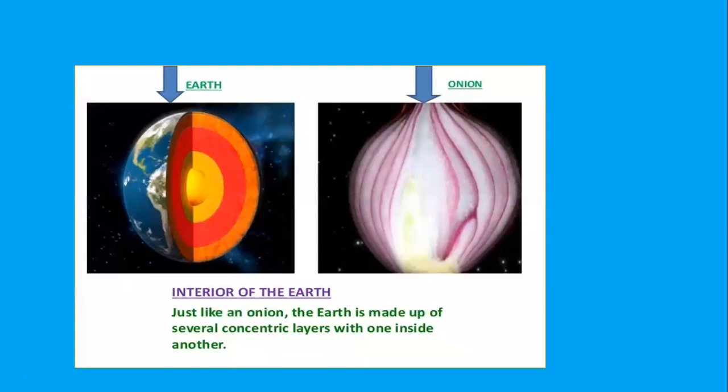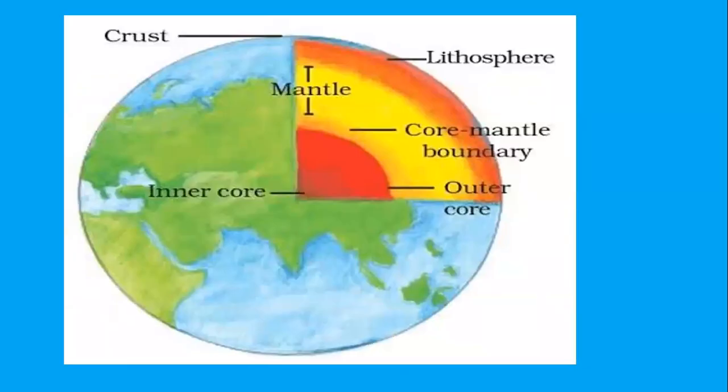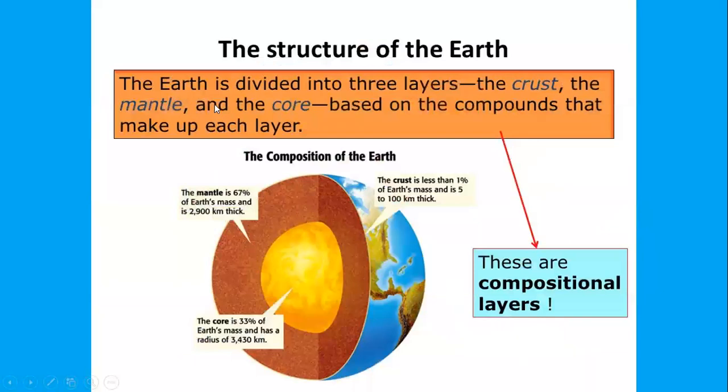Let's start. Just like in an onion, the Earth is made up of several concentric layers, one after another. The uppermost layer is known as the crust, the second is the mantle, and the third is the core. Let's study all the layers one by one. The earth is divided into three layers, the crust, the mantle, and the core, based on the composition of the layers from each other.